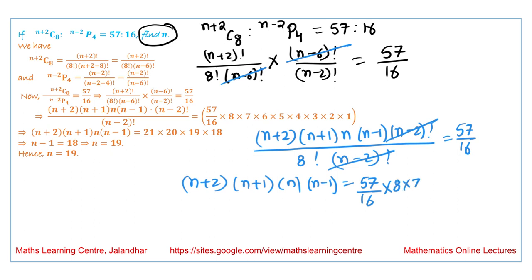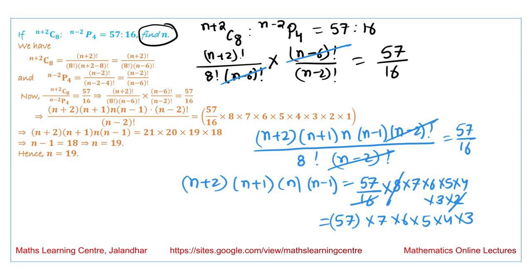8 into 7 into 6 into 5 into 4 into 3 into 2 into 1. So this 8 and 16 get cancelled. We are left with 57 into 7 into 6 into 5 into 4 into 3. We require the value of n to be an integer, and we require n minus 1, n, n plus 1, n plus 2, these values, to be consecutive integers.